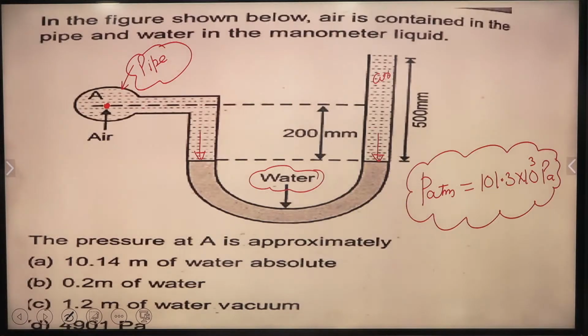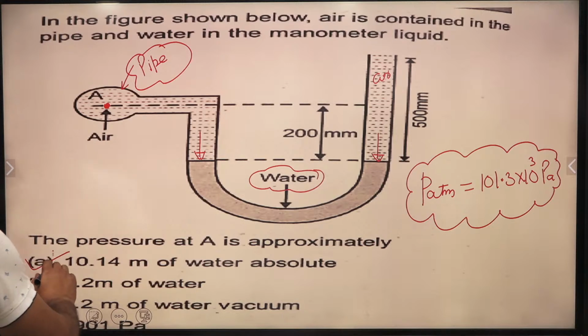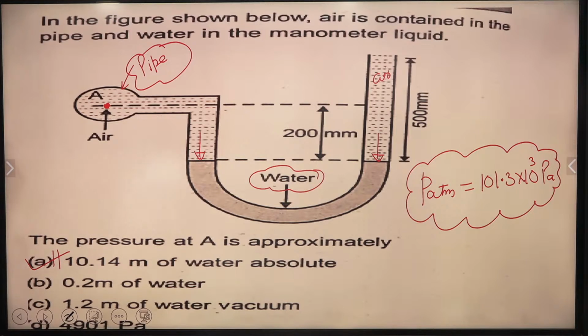Let us see the closest option: 10.14, and this is 0.2 meter of water, and 1.2 meter of water vacuum, and option D is 4901 Pascal. Okay, option A will be the answer. Option A will be the answer. Fine, yes. Is it okay?